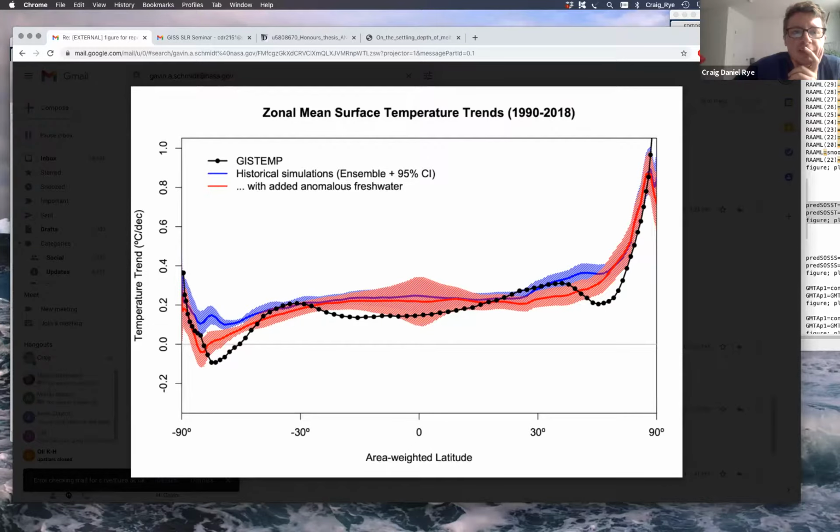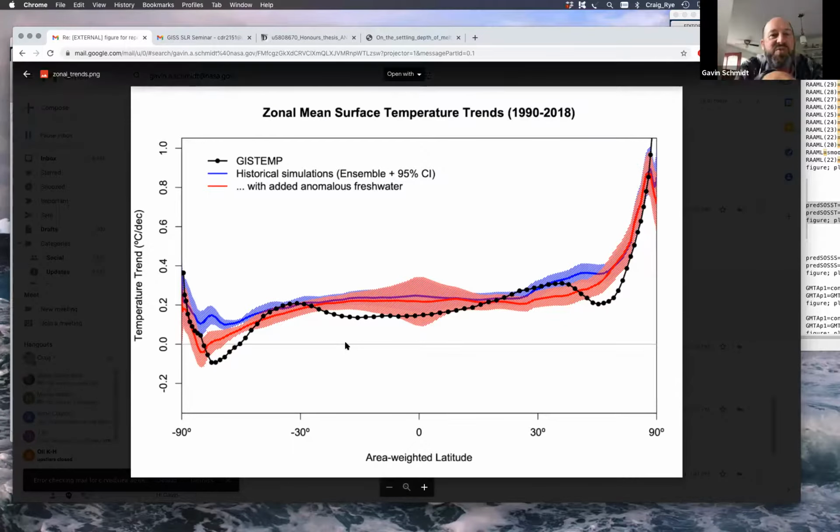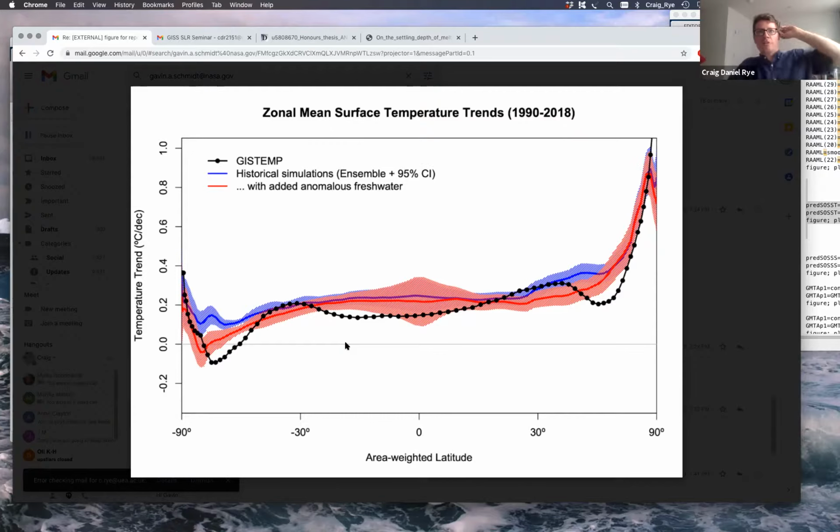Which screen can you see? I can see your whole desktop. No, but which desktop? I've got two. Oh well, the one with the zonal mean surface temperature trends. Okay, so I've got the right one up. Okay, good. This was the figure that you wanted to show, right?